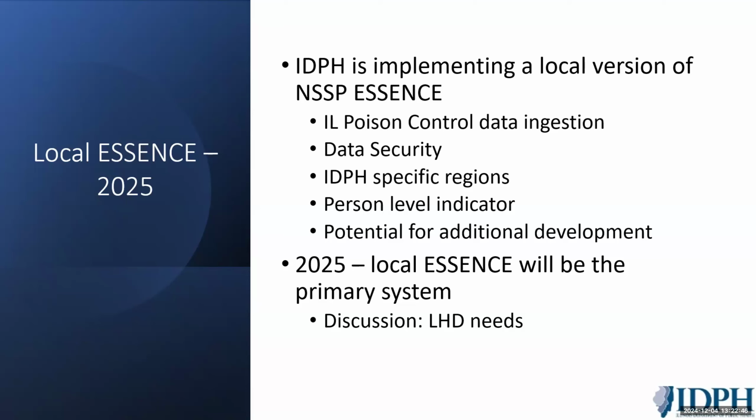We'll have data security in place that goes a little bit beyond what we can do with the CDC system. IDPH specific regions, so the 6 regions that we call our communicable disease regions or IDPH regions, are in there, EMS regions are in there. And we look to do some additional enhancements as well. We'll work with our locals to find out what you need and what you want too. So look for that to be a transition. If you're new to Essence, you may just start using our local system in 2025. If you've been using CDC Essence for a while, I think we're going to start having you think more about what the local system can offer. Next slide.